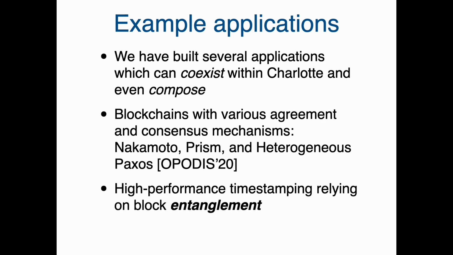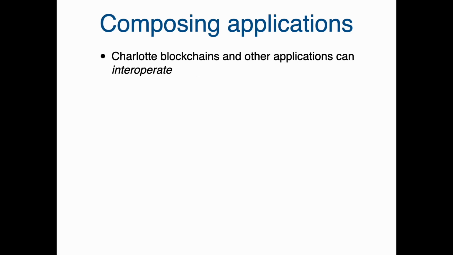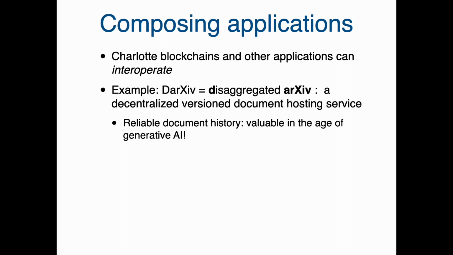And then we also built a high-performance timestamping mechanism. Timestamping is something you really like to have in this setting. You can decide when things happened. But total ordering is really not necessary for timestamping. We rely on an entanglement property, where you can build a web of things. And we also built a decentralized version control system, which acts like Git. And then the other cool thing about this is you could build all these applications, but now they have a common way of talking about each other. You have references that they can interpret in general.